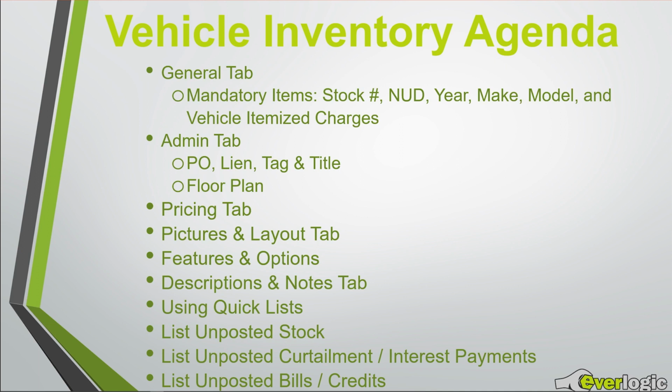We'll then go into the admin tab and learn about the PO, lien, tag, and title information. We'll also talk about the floor plan. Then we'll go into the pricing tab, and we'll also talk about the pictures and layout tab, the features and options. We'll be able to put in some descriptions along with notes. We'll also be able to do quick list. I'll also show you list unposted stock, list unposted curtailment and payments, and list unposted bill and credits.